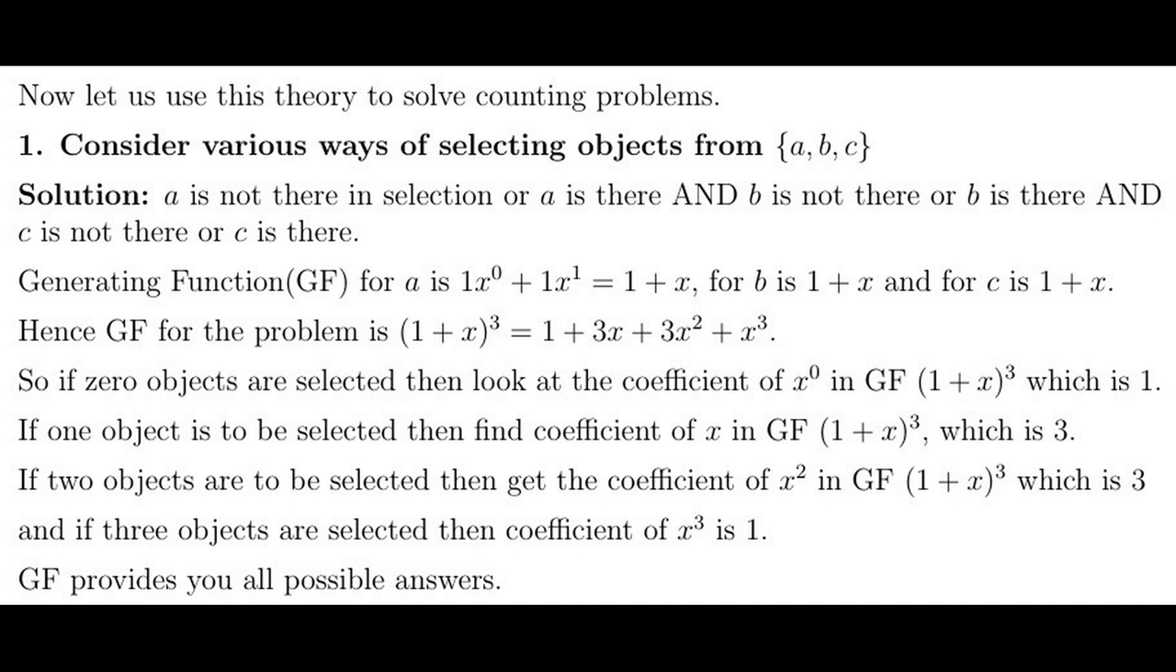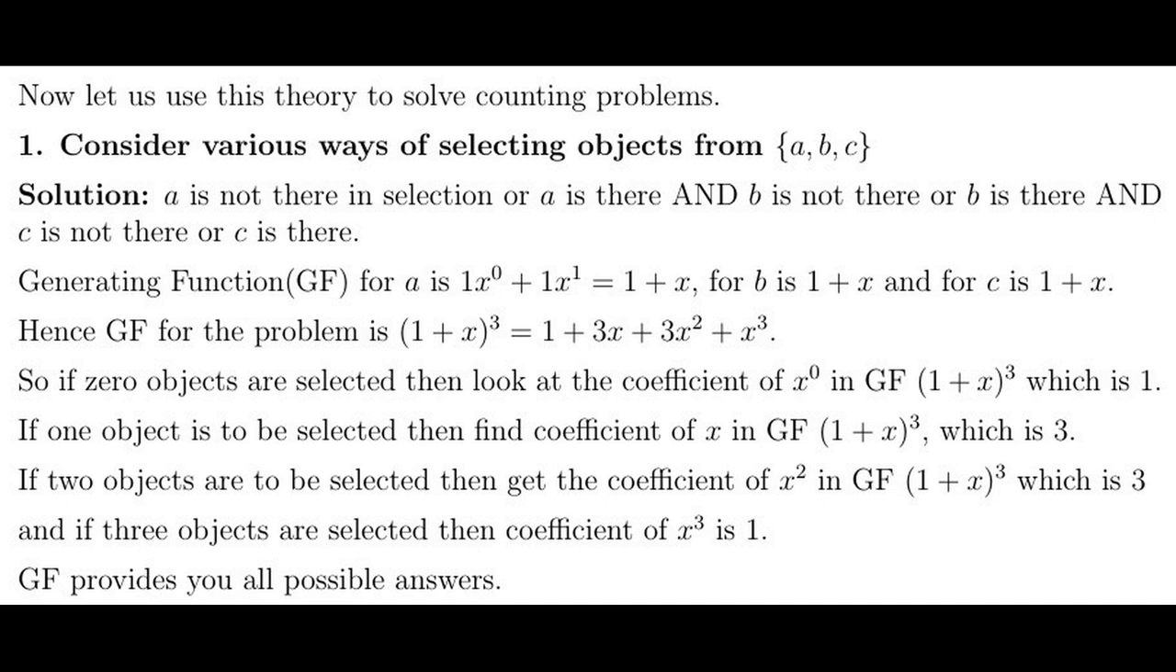Similarly, the generating function for B will be 1 plus x. The generating function for C will be 1 plus x. And hence, the generating function for the problem is (1 plus x) cubed, because AND means multiplication, OR means addition.